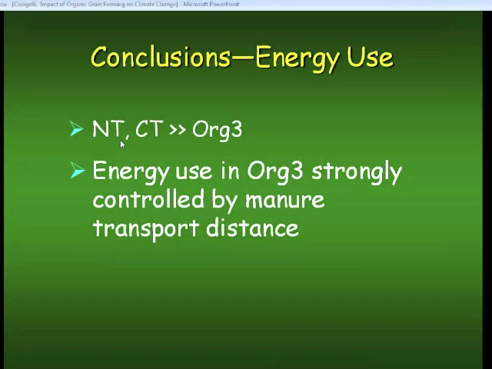In terms of energy use, then, no-till and chisel-till had quite a bit higher energy use than the three-year organic. However, a caveat: energy use in the three-year organic is strongly controlled by manure transport distance. So that'll vary quite a bit from farm to farm and needs to be looked at closely to make a full evaluation of the impact of organic systems on global warming potential compared to more conventional systems.